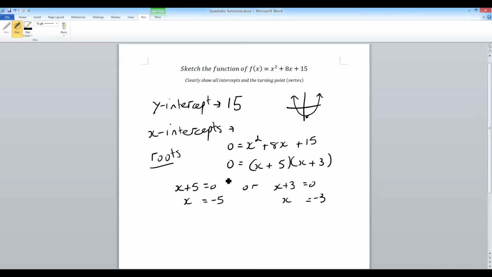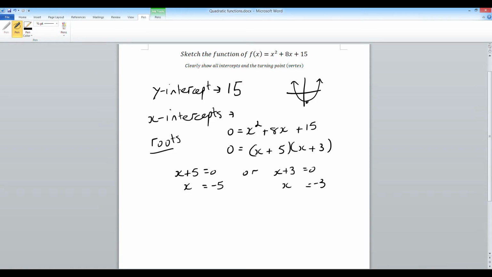Next, I want to find the turning point. So for the turning point, I've got two alternative methods. The first is I can use my vertex formula. So to find the x-coordinate of my vertex, I'm going to say x is equal to negative b over 2 times a. In this case, what is my b value? My b value is the coefficient in front of x to the power of 1. In this case, it is 8. So I'm going to say negative b, negative 8, divided by 2 times a.